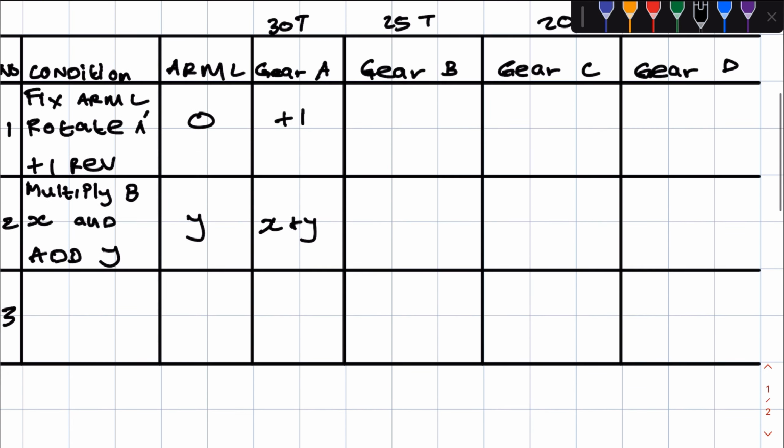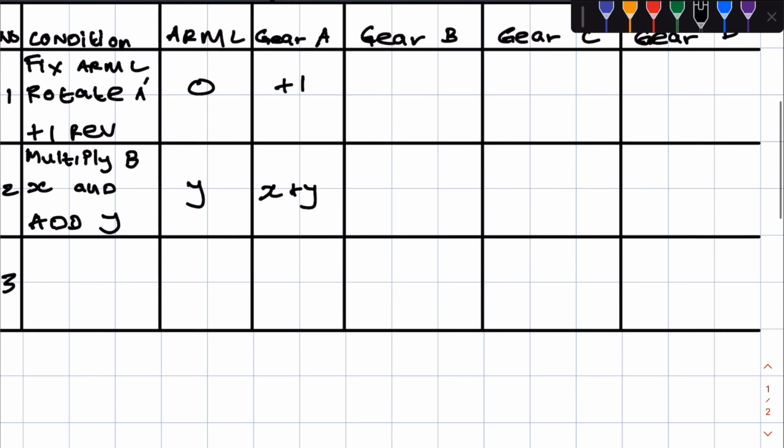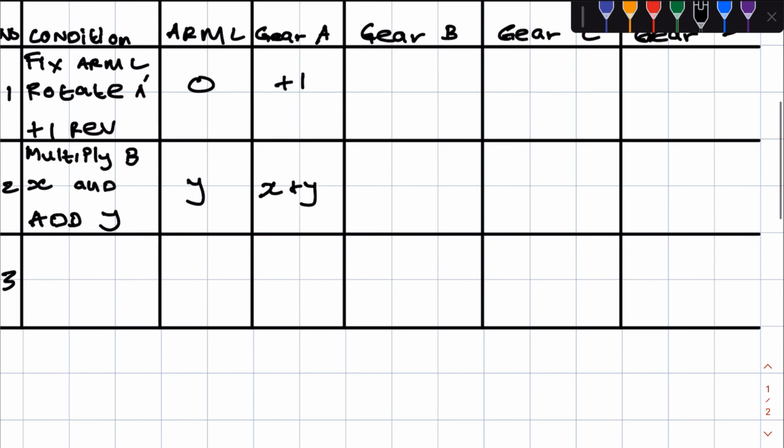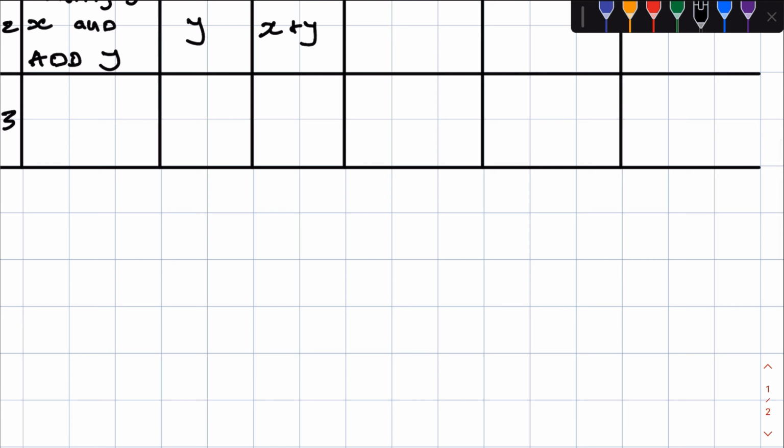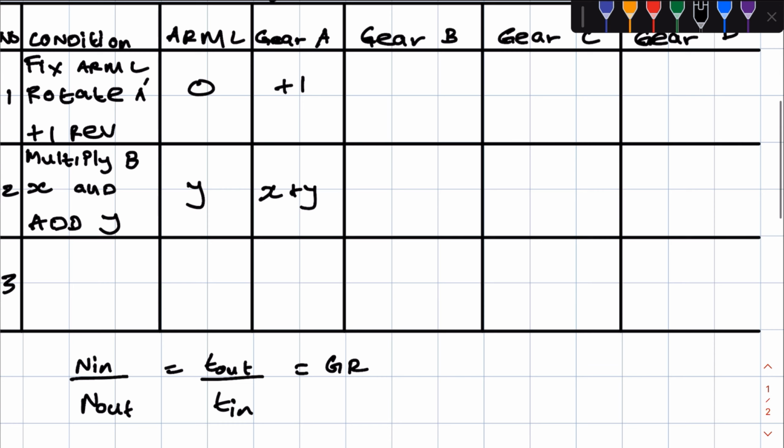What do we mean by that? For the gear ratios for gear B, C, and D, we're going to take the annulus gear as our output gear. Remember, the gear ratio is equal to N in over N out, if you're using the rotational frequency. If you're using number of teeth, it's T out over T in. This is equal to the gear ratio.